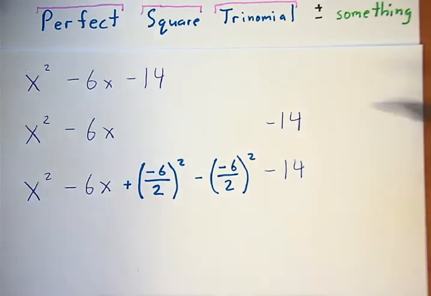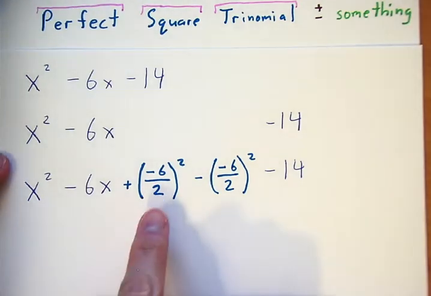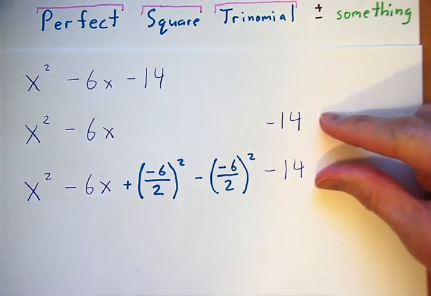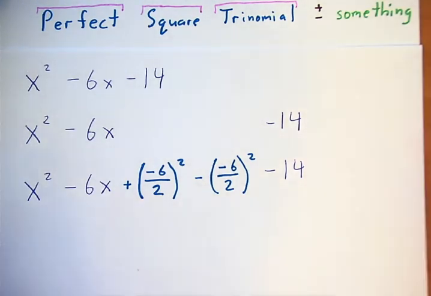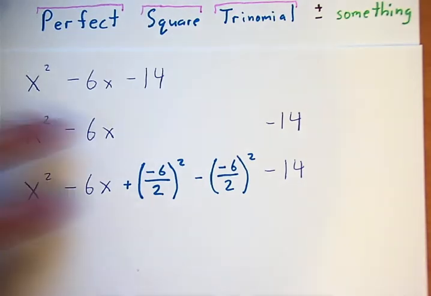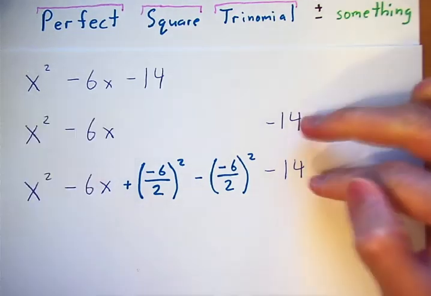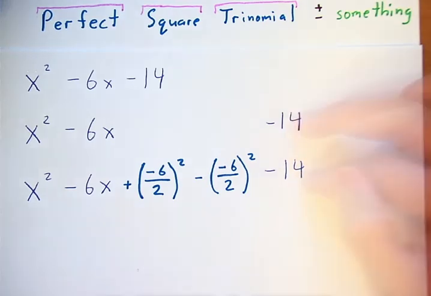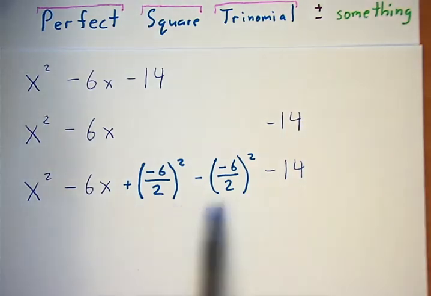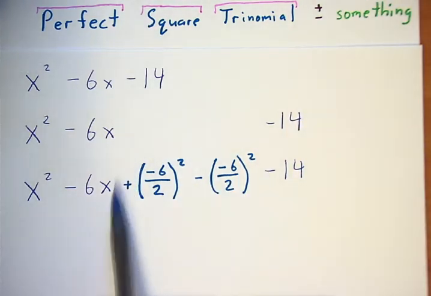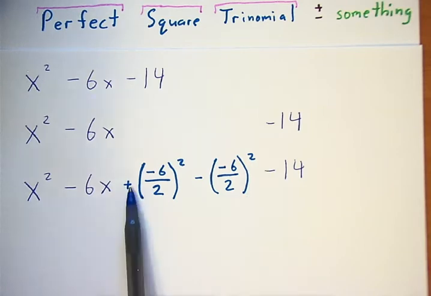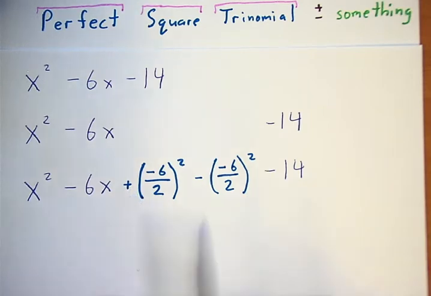Okay, so these two lines right here are equal to each other. The reason they're equal is because this is equal to this, negative 14 is equal to negative 14, and this part right here in the middle is just the number 0. So adding a 0 won't change the value of the line.